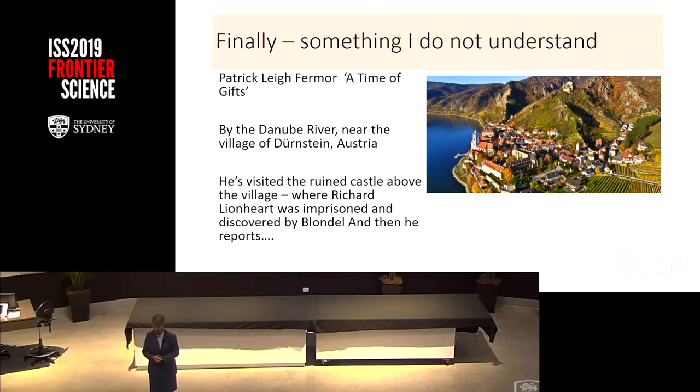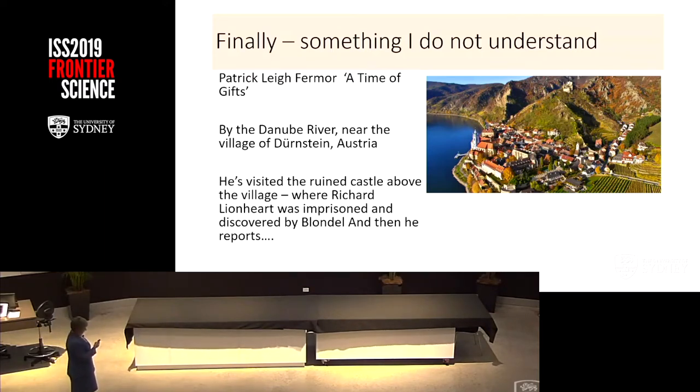The ransom was a whopping 15 tons of silver. It was probably about 25% of all the resources of England. It was huge. And it was so huge they had to set up the mint in Austria. So it's the origins of the Austrian mint. So that's the castle, the ruined castle now, where Richard the Lionheart was imprisoned.